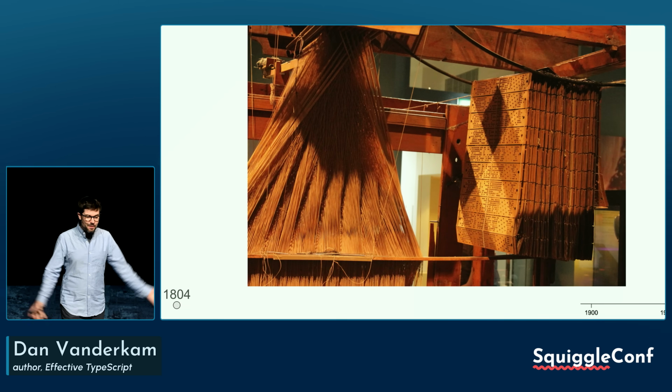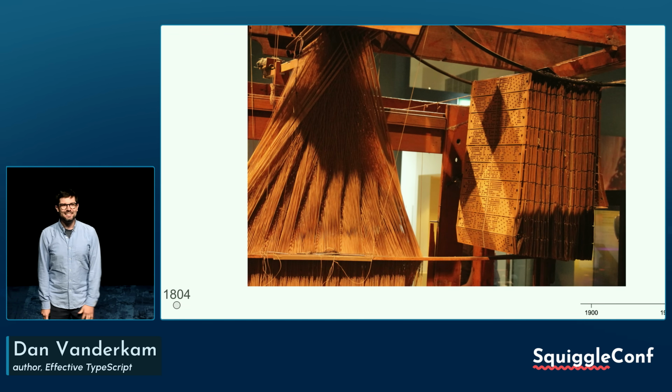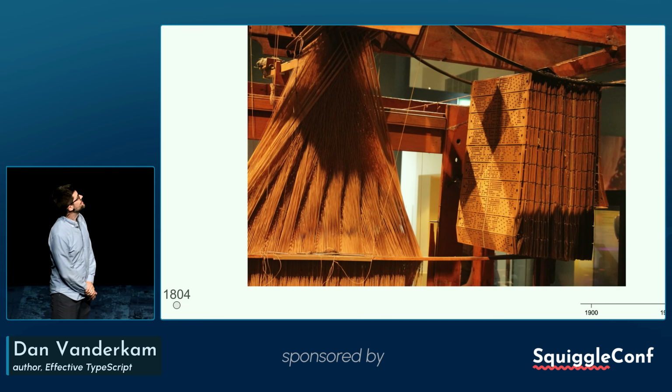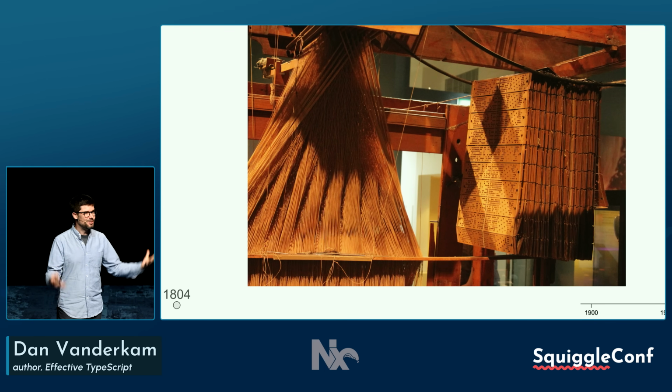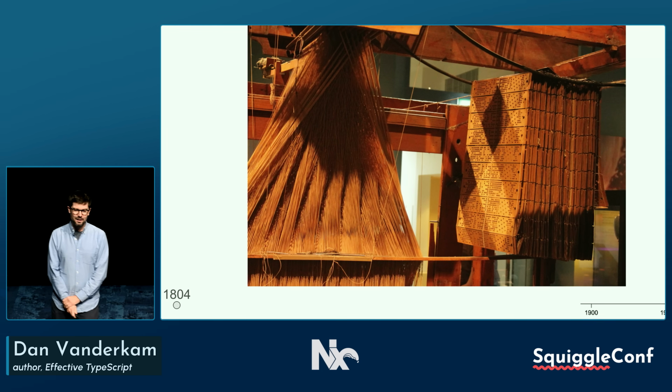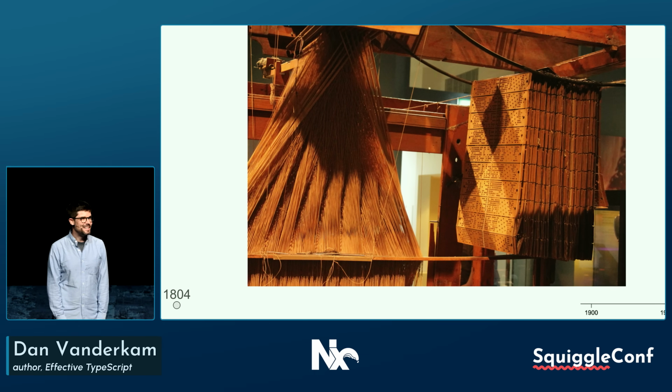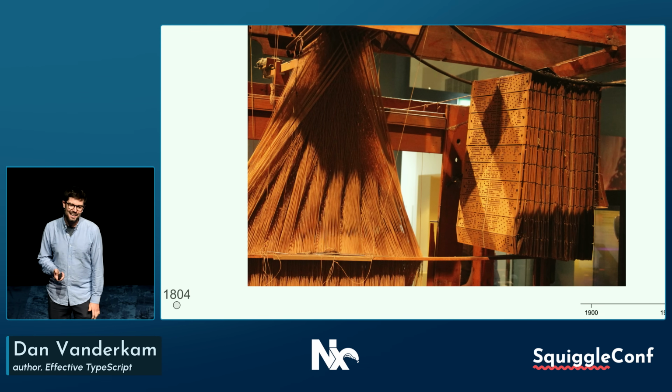But we can go back even farther. So this is a Jacquard loom. So the punch cards here are physically encoding the tapestry pattern. And these have been around for over 200 years. That's as far back as I know how to take it. Maybe I can go even farther back. You can let me know after the talk.